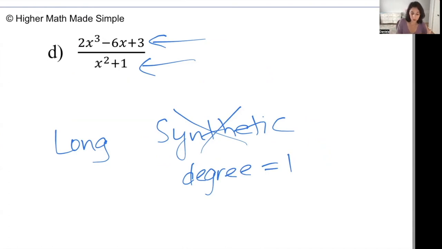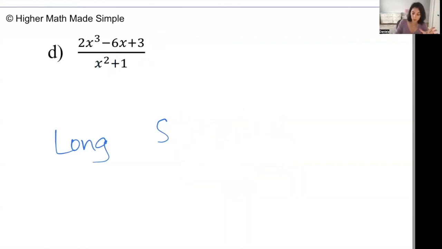Unfortunately, it's not linear. Notice it's quadratic. It's to the second power. So again, the synthetic is a nice shortcut, but there is a catch. It looks like in this case, we are forced to do long division, okay?